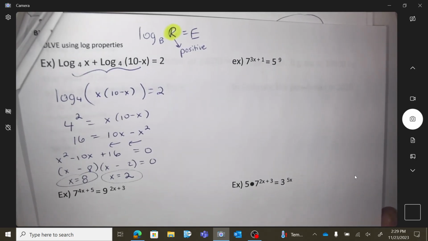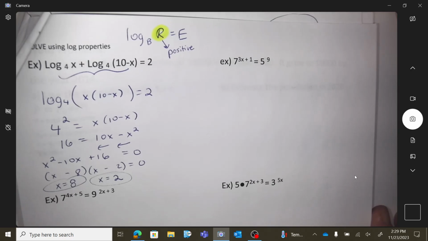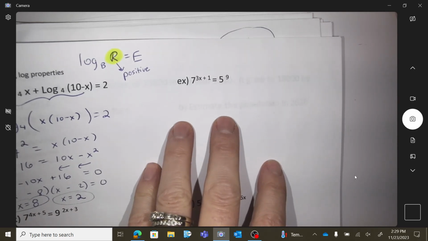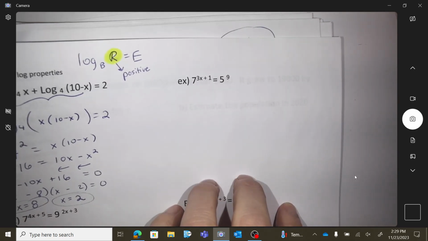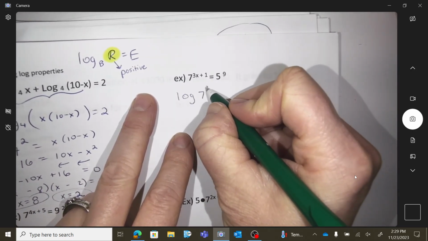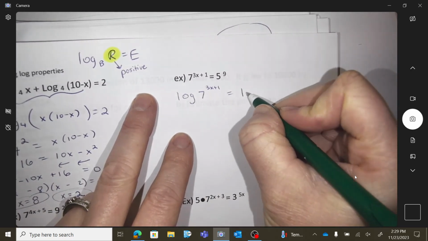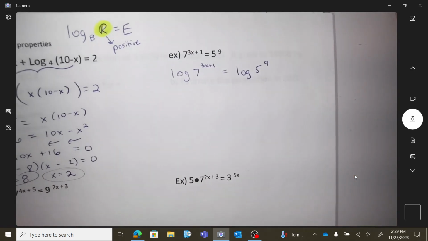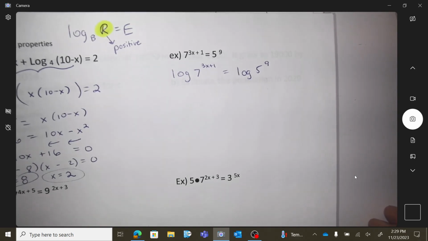Okay, on to the next type. This is an exponential, right? Does this make sense? It looks exponential. So now what I'm going to do is log it. So I'm going to log both sides. All I did was put a log in front.